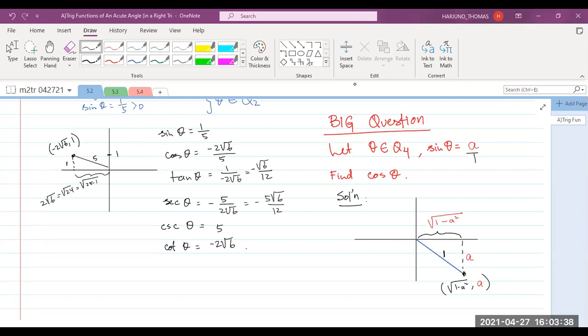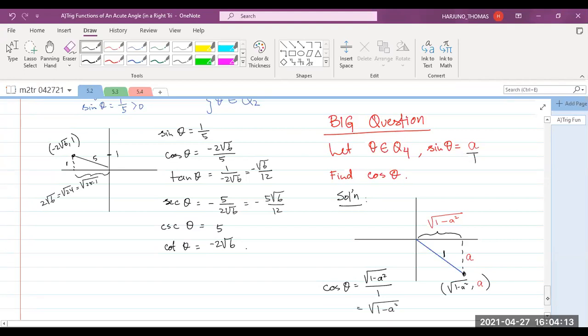Now, my question here, is a positive or negative? Is a positive or negative? Yeah, a is negative because it's in quadrant 4. Okay. Now, but then from here you see cosine theta is equals to the x component over radius 1, or simply square root of 1 minus a squared.